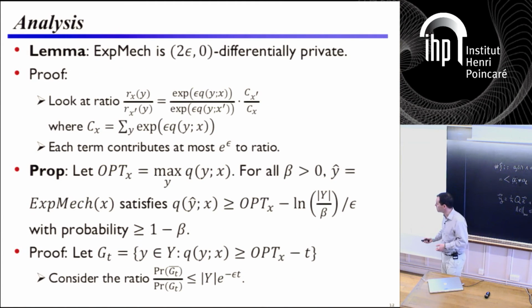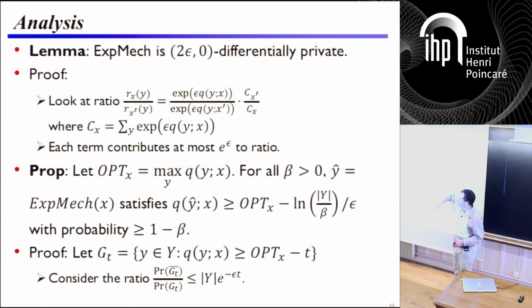If I analyze this mechanism as I specified it, it is 2 epsilon comma 0 differentially private. You figure that out by looking at the ratio of the probabilities of any given website under x and a neighboring data set x prime. That ratio is the ratio of these two exponentials, and there's also the ratio of the normalizing constants that pops up. Each of those is off by e to the epsilon, so you get e to the 2 epsilon as your final privacy guarantee.